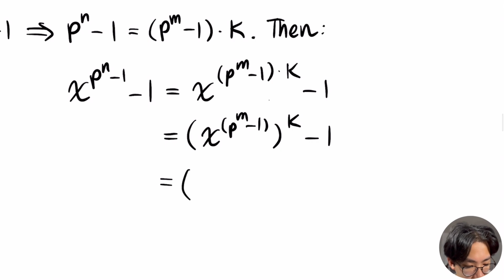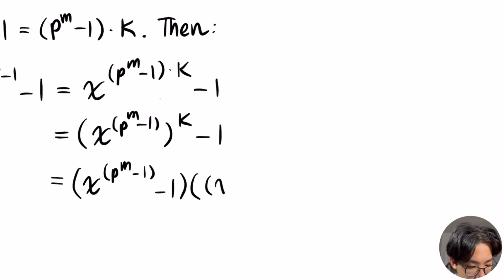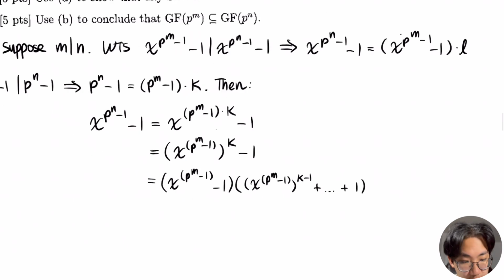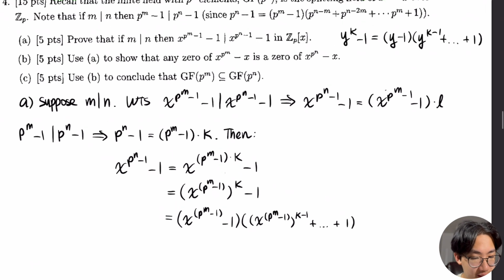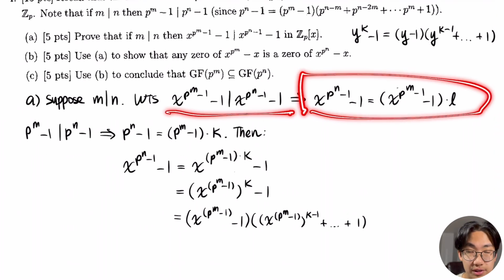So this gives us x to the power of p to the m minus 1, minus 1, times x to the p to the m minus 1 to the power of k minus 1, plus all the way up to just 1. But note that this is precisely in the form that we actually needed, right? So this is the statement we wanted to show. This is completely equivalent to that.